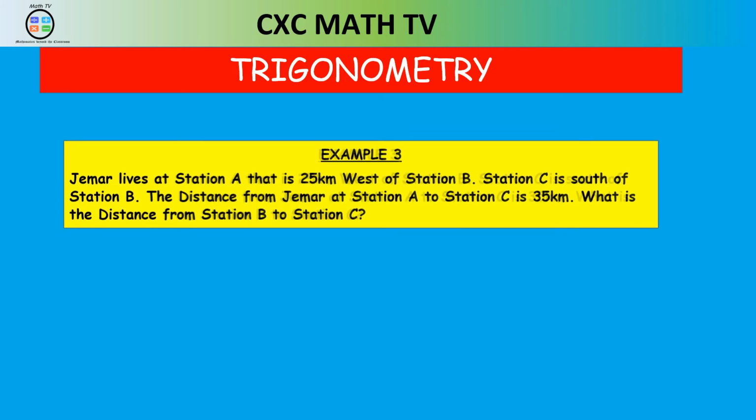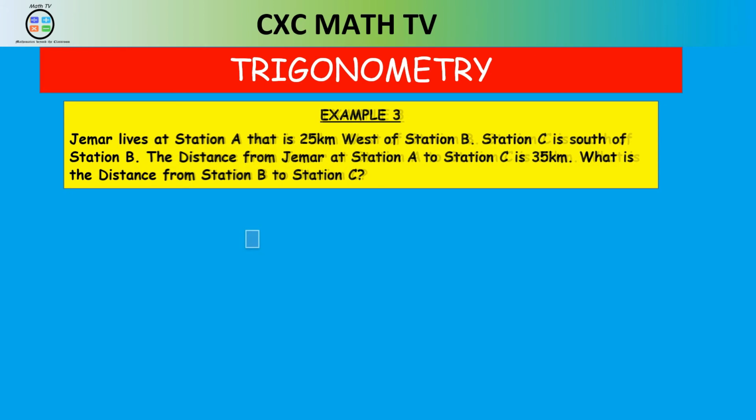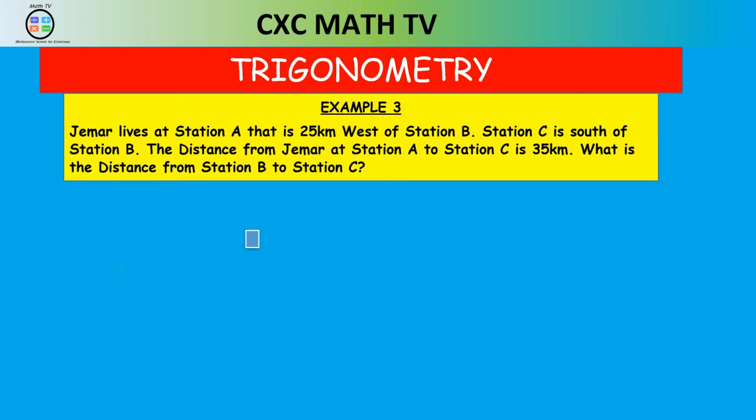Now, as you would have paused and attempted, we realize that this is a real life scenario. This can really happen. Now, the question said that Jamar lives at station A. So we just put a little point to represent A. Then what happened? 25 kilometers west of station B. So A is west of station B, right? So that means that going 25 kilometers to the right of A, we will find B. So we just draw a straight line going across and write 25 kilometers to represent the distance of A to B, where A has to be west of B.